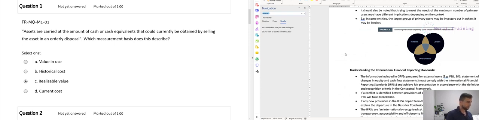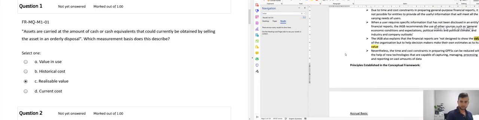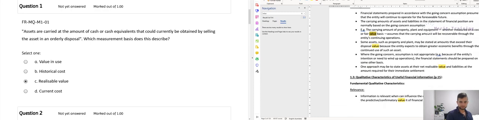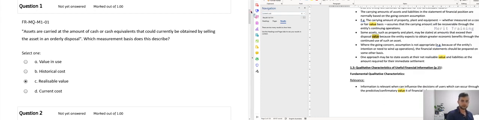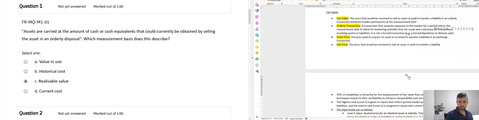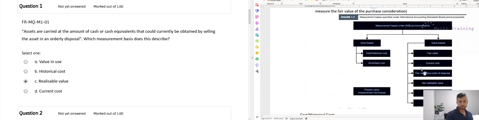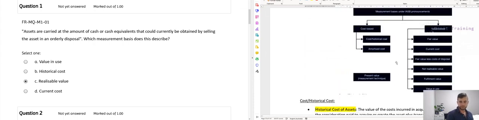So what I'm going to do is Control F for all of these options. So value in use, actually I might do a less common one. I'll do current cost. There we go. So if we just go up here and see the image that we saw up here, you can see all the different measurement values that we talked about. You can see net realizable value, we've got value in use, and so forth. So we need to figure out which one.